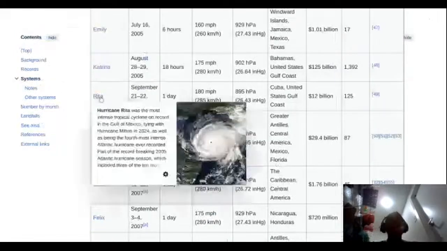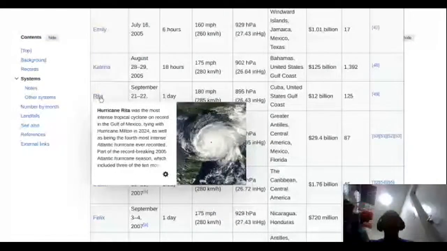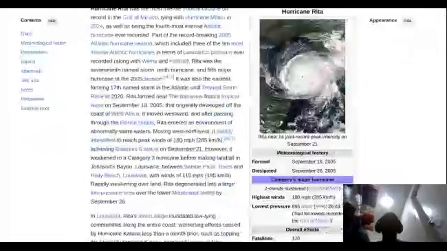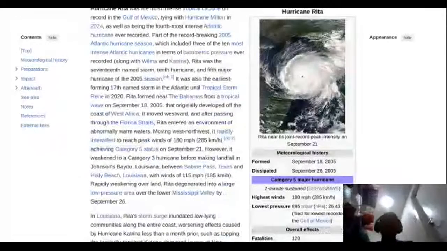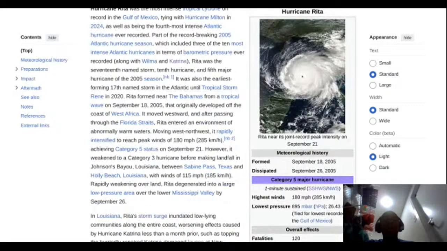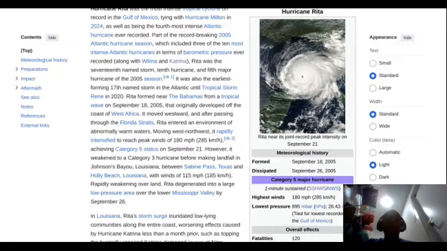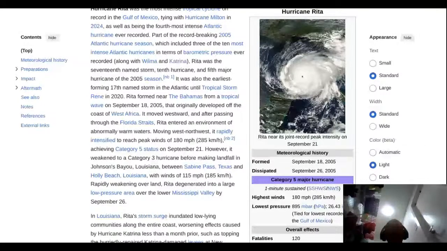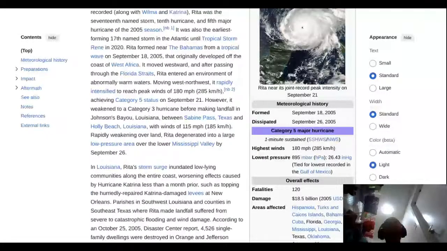Well, let's talk about another Category 5 storm that also happened in 2005. This is Hurricane Rita, that formed on September 18, 2005 and dissipated on September 26, 2005. This hurricane caused multiple outbreaks across Mississippi for risk of tornadoes, and this hurricane had 180 miles per hour winds. This hurricane caused 120.